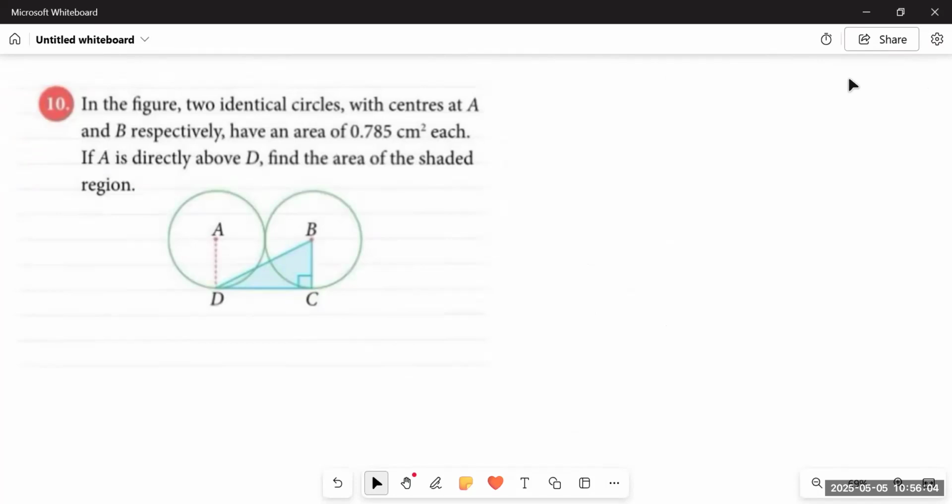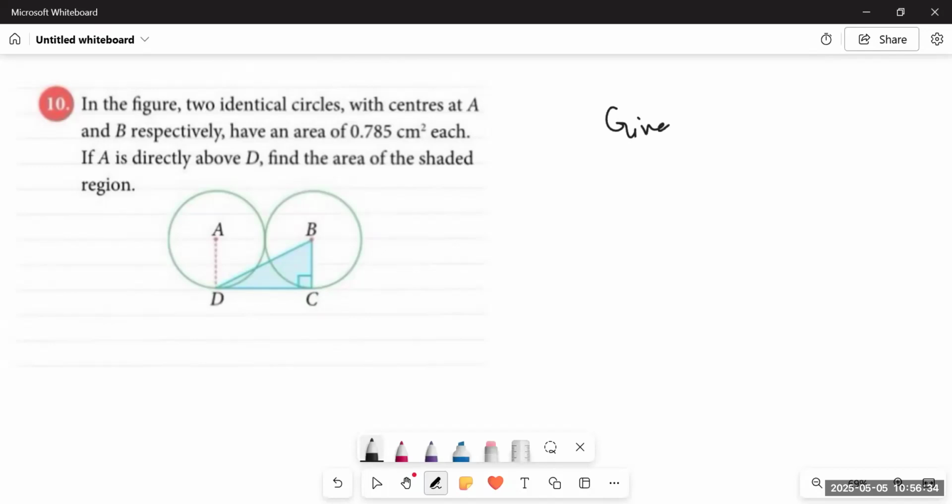They have an area of 0.785 centimeters squared each. Now we are provided with the area of both of these circles. Then they're saying if A is directly above D, find the area of the shaded region. How can we find the area of the shaded region? If the two circles have an area of 0.785 centimeters squared, from here we can find the radius. Okay, let us find the radius first.